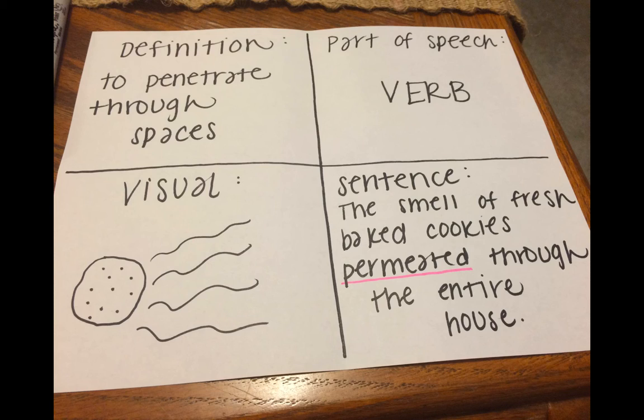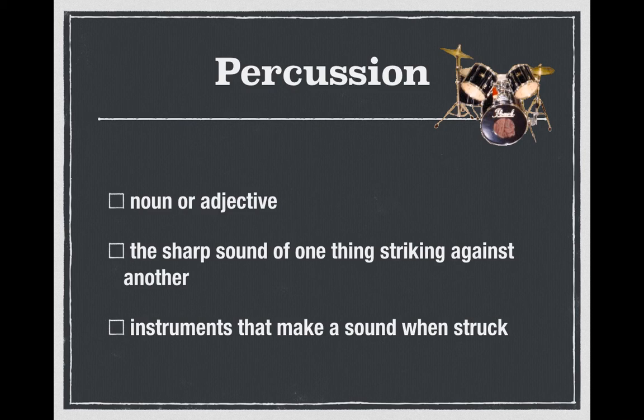We're going to move on to our second word. This word also uses the root per, and the word is percussion, which you may know or may have heard before. Percussion is a noun or an adjective, and it means the sharp sound of one thing striking against another, or it could be the name of an instrument that makes a sound when it is struck.